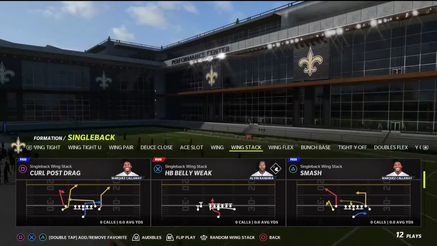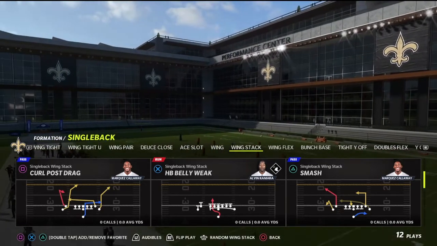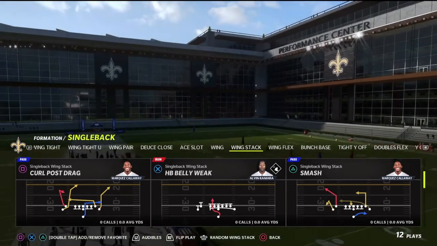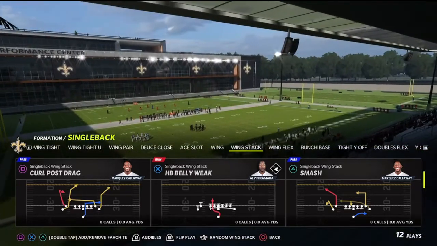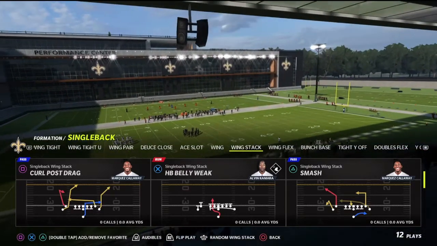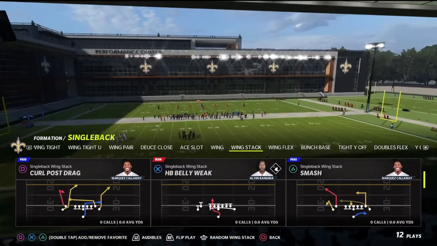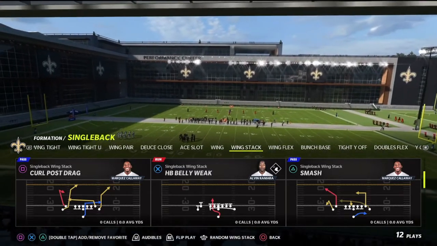So just be aware of what route you're throwing. Make sure you're using your entire route tree on offense. Don't just sit and rely on two or three quote-unquote money routes, because we all know there's money routes in Madden. We know it. I know it. You know it.